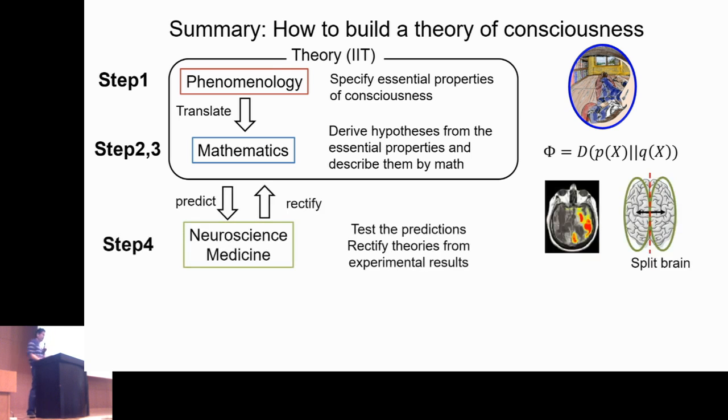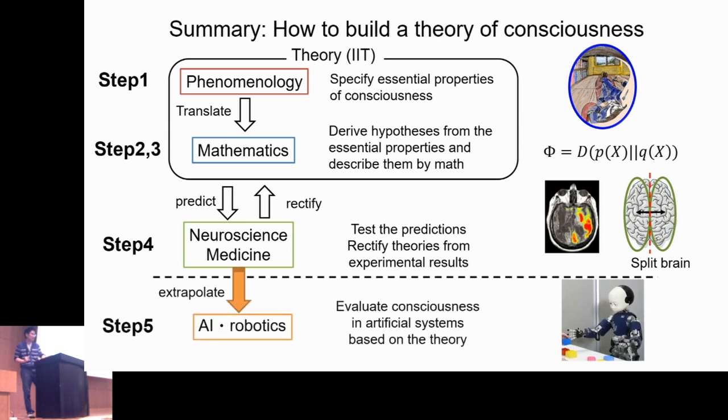And then the important step is, of course, we need to test the hypotheses or predictions in neuroscientific experiments, or in medical experiments, or in psychophysics as well. Based on these results, we sometimes need to rectify the theory, or we need to completely give up the theory. That's, of course, a very important step. I personally am focusing on this step. And if the predictions are satisfactorily proven in experiments, we can do an extra step, which is to extrapolate these theoretical predictions to a completely different system, like artificial intelligence or robots or something.